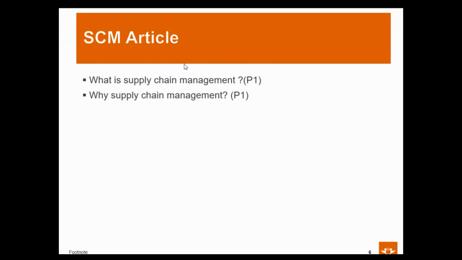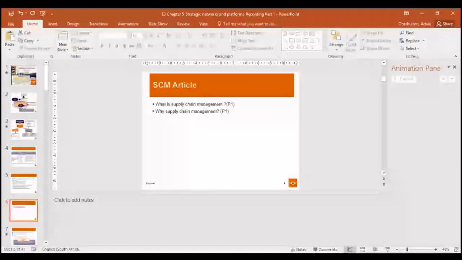Okay, so let's go to the article and look at the first two questions. What is supply chain management, and why do we have supply chain management? You will see I have to now jump between different pages, and it might take a while. I can unfortunately not stop the recording, so you just need to bear with me while I'm jumping to the other window.